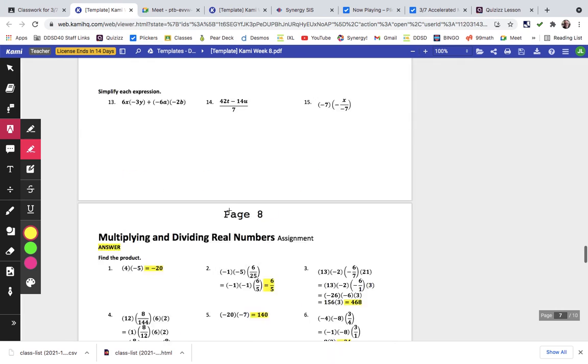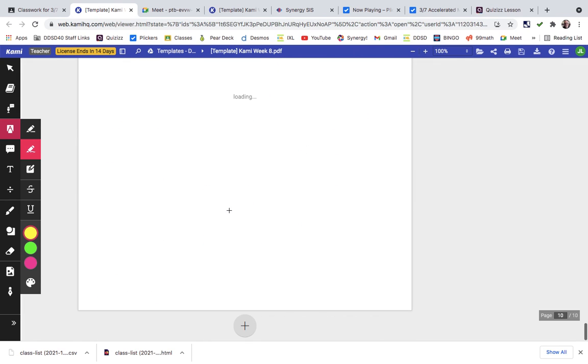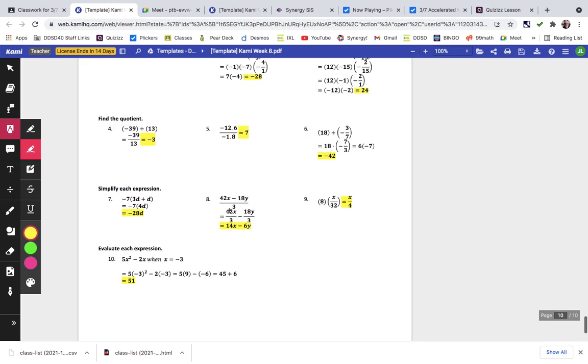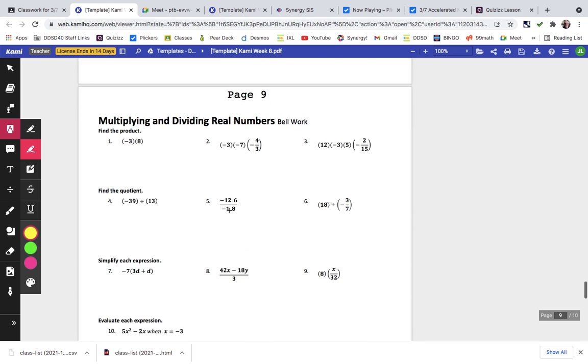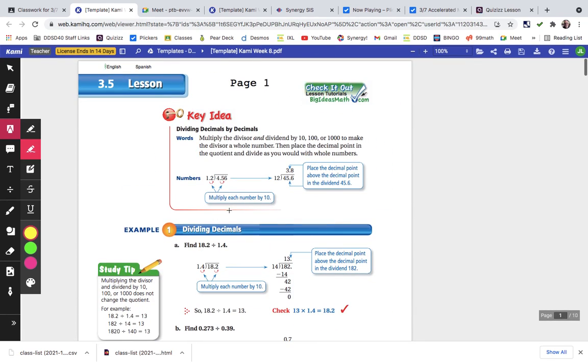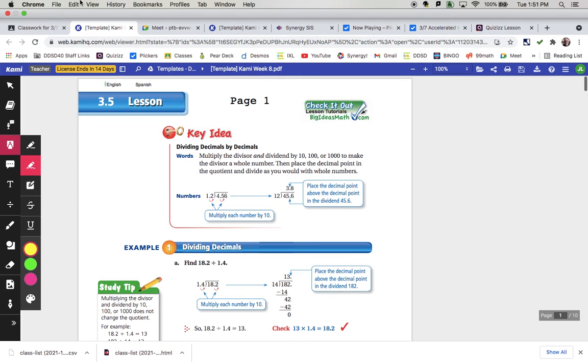Page 8 is an answer key for page 7. Page 10 is an answer key for page 9. So you choose which problems you want to work on and work on them. And to get you ready for a test that we're having this Friday. So that is a recap for Tuesday, November 2nd.